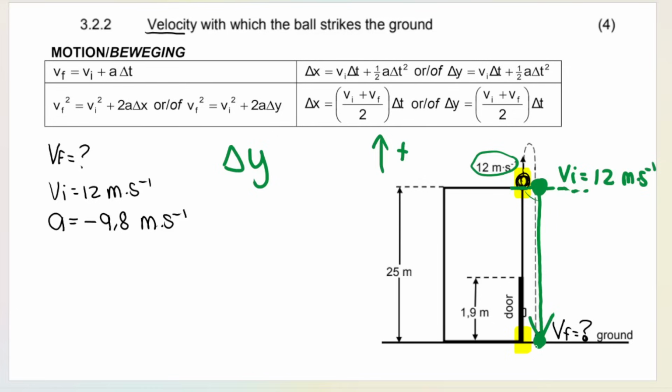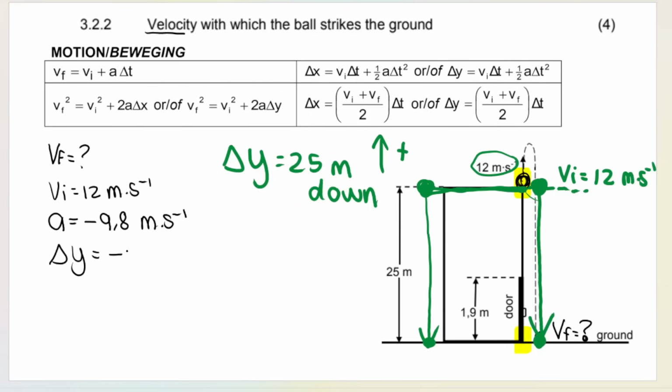And do I know how far that is? Yes, I do. If I start over here in line with the building, because I took Vi as being 12, so I took that as my starting point, and I ended it over here on the ground, my displacement is 25 meters downwards. I hope you can see that. 25 meters down. And remember, I chose up as positive. That means that my displacement is negative 25 meters.